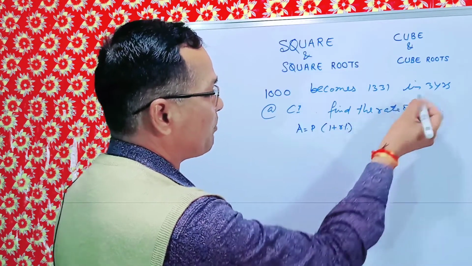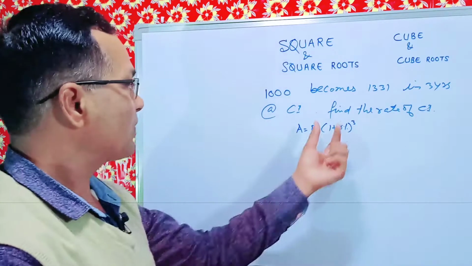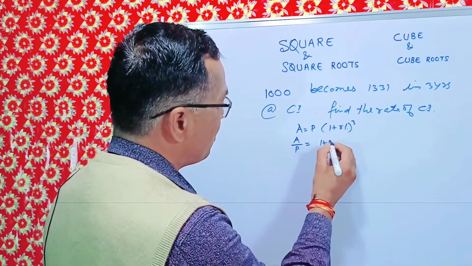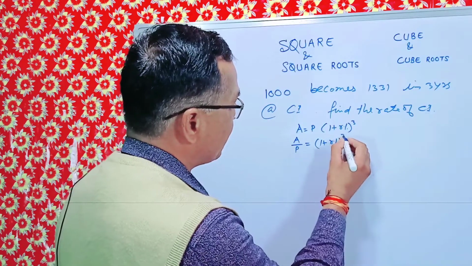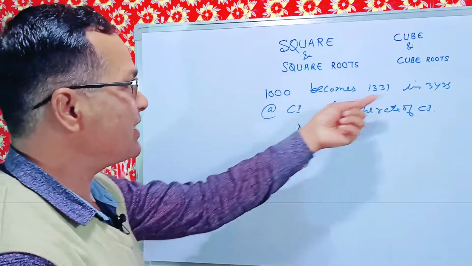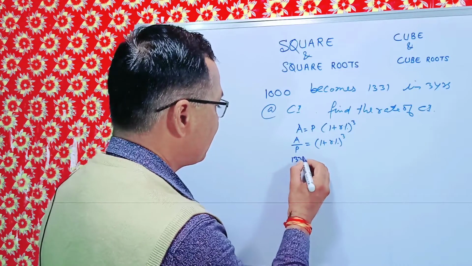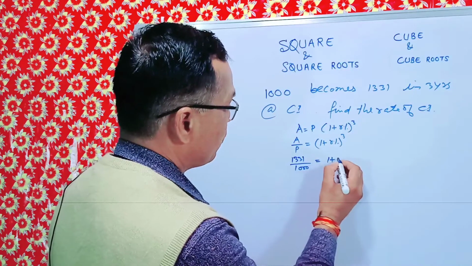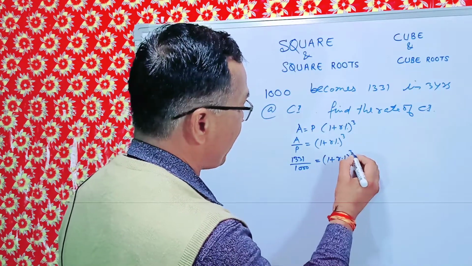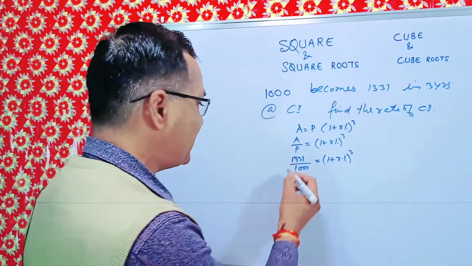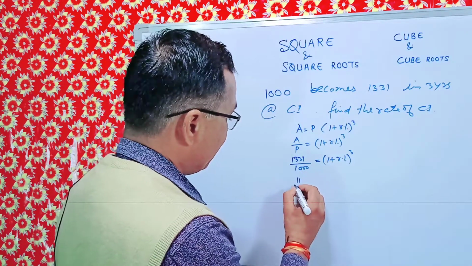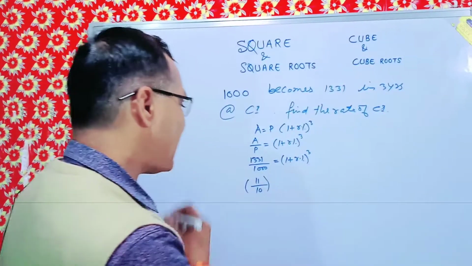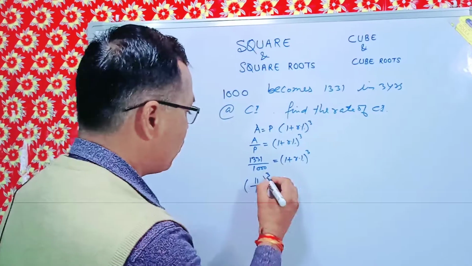r% raised to the power time value. So here I can write it A upon P equal to 1 plus r% raised to the power 3. Now A is given 1331 and P is given 1000. So 1 plus r% raised to the power 3. I can write this 1331 as 11 cube and 1000 as 10 cube. So I can write this 11 by 10 whole cube.